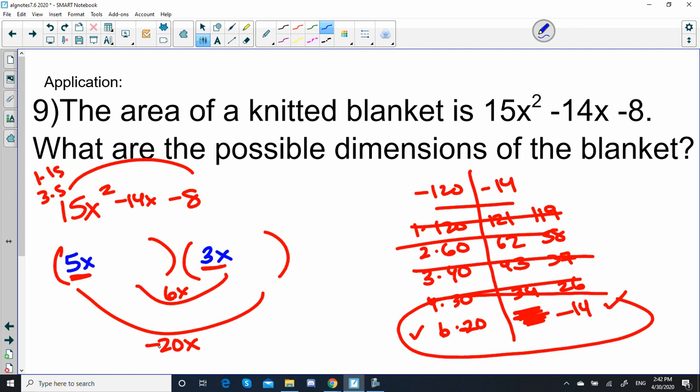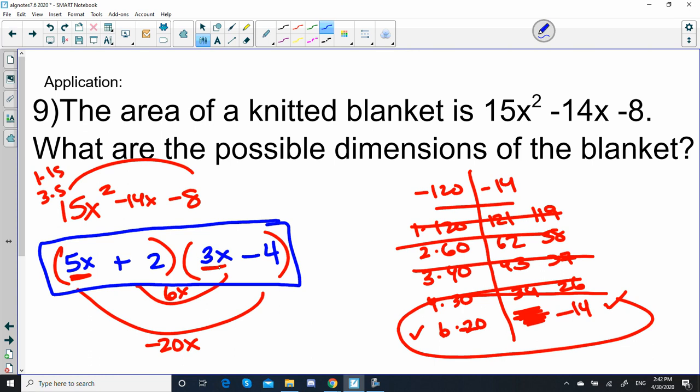5 times something's got to give me 20. That would be 4. And 3 times something's got to give me 6. That would be 2. 3 times 2 is 6. So let's see if it's right. So this is supposed to be 6x and it's supposed to be positive. So that would be a plus. And these two outsides are supposed to be negative 20x, which makes that a negative. The last thing I need to make sure is that 2 times negative 4 is negative 8, and it totally is. So these are the dimensions of my blanket. 5x plus 2, and the other one is 3x minus 4, which I know is kind of weird because it's a blanket, but it's just a story problem.